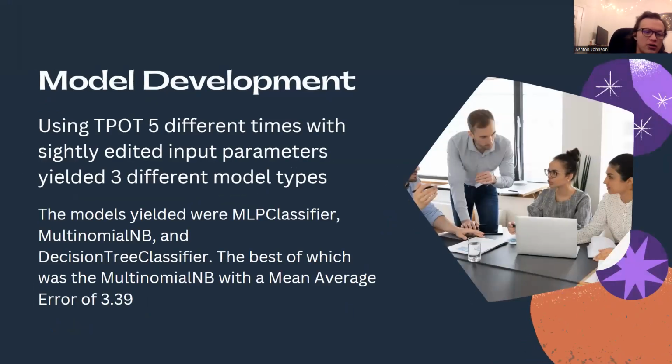Model development. Using TPOT 5 different times with slightly edited input parameters yielded 3 different model types. The models were MLP classifier, multinomial NB, and decision tree classifier, the best of which was the multinomial NB with a mean average error of 3.39.